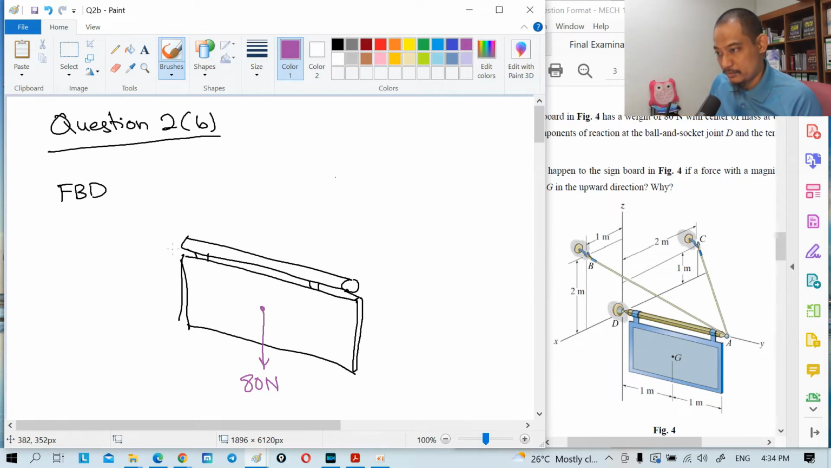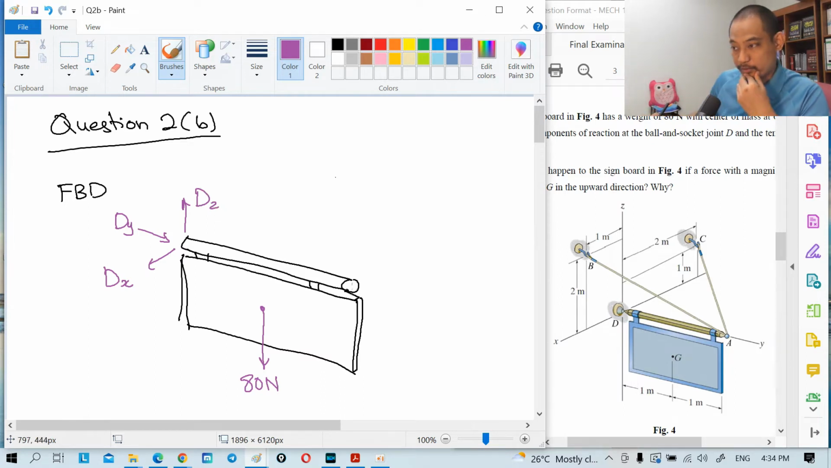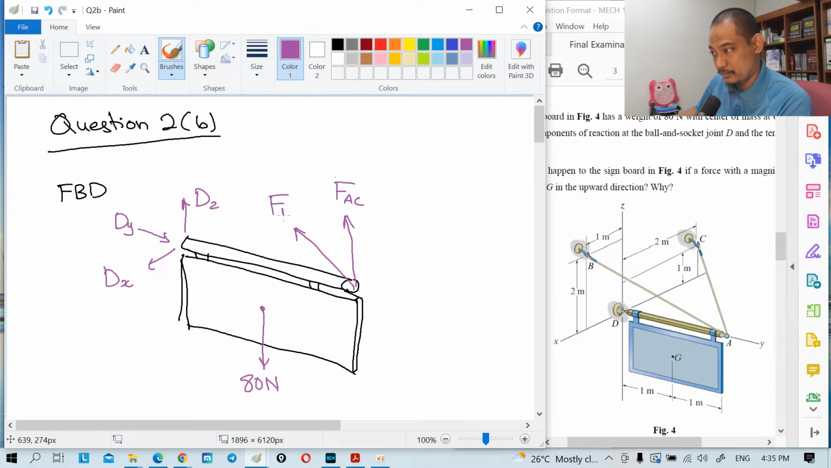So you'll have Dx, Dy, Dz. I take all the forces in the positive axis direction, so that when you get a negative, we know what that means. And then we have the force based on the cable in two directions. So this is F AC, this is F AB. All right. So that's the free body diagram, right?